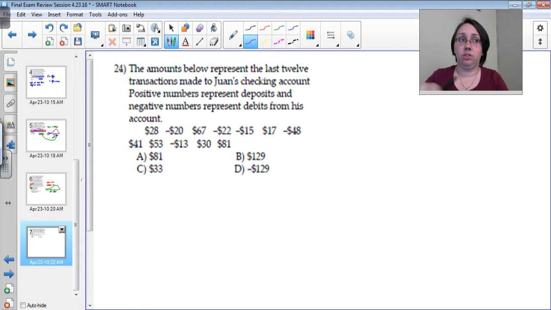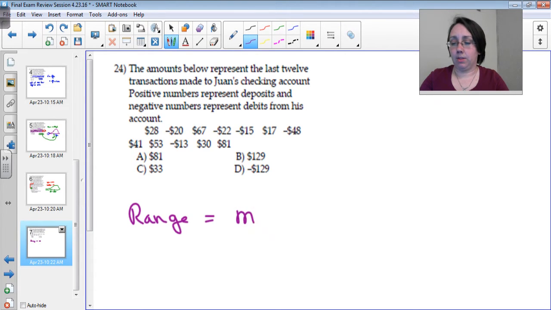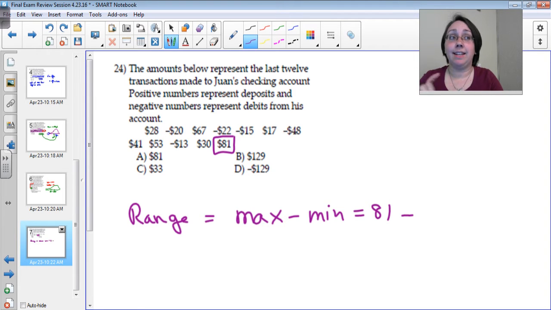Now this is a little tricky because you've got negative signs in here. What do you do? The biggest number minus the smallest. Maximum minus the minimum. So what's the biggest value? Hint, it's positive. 81 is the biggest. And the smallest is a negative value.